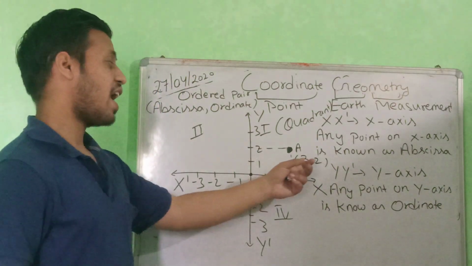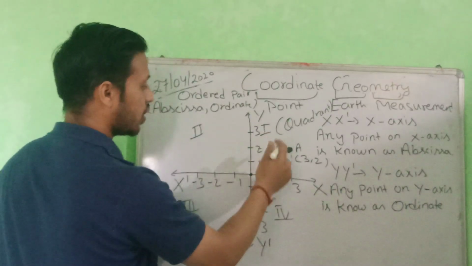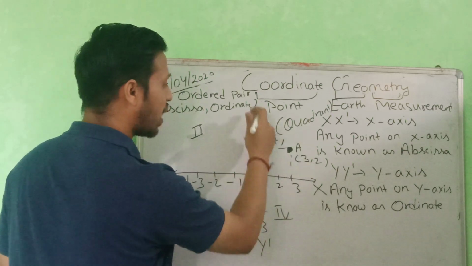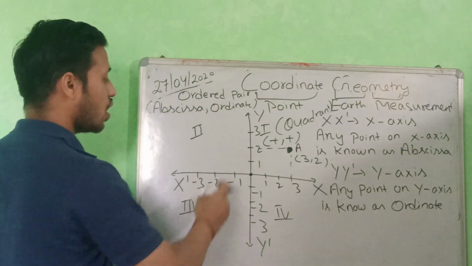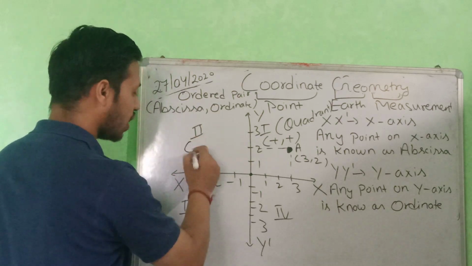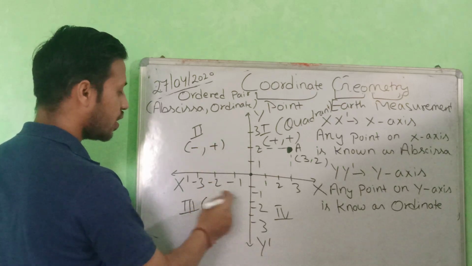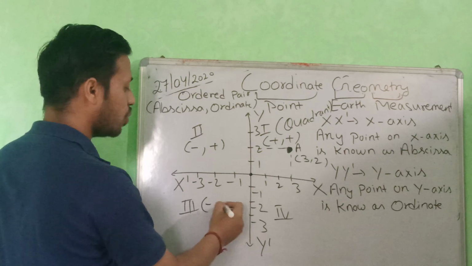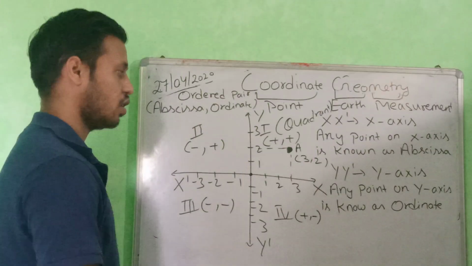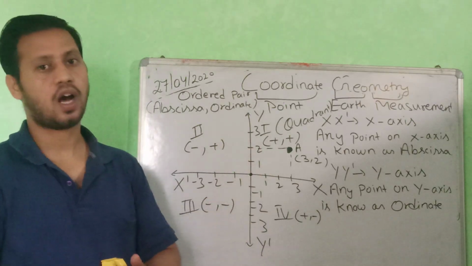Now, why am I writing this 3 as positive and this 2 as also positive? In the first quadrant, the x-axis value will be positive, so the abscissa will be positive, and the y-axis value will also be positive. In the second quadrant, the abscissa will be negative and the ordinate will be positive. In the same way, in the third quadrant, the abscissa will be negative and the ordinate will be negative, and in the fourth quadrant, the abscissa will be positive and the ordinate will be negative. So with the help of these, you can plot any point on a plane.